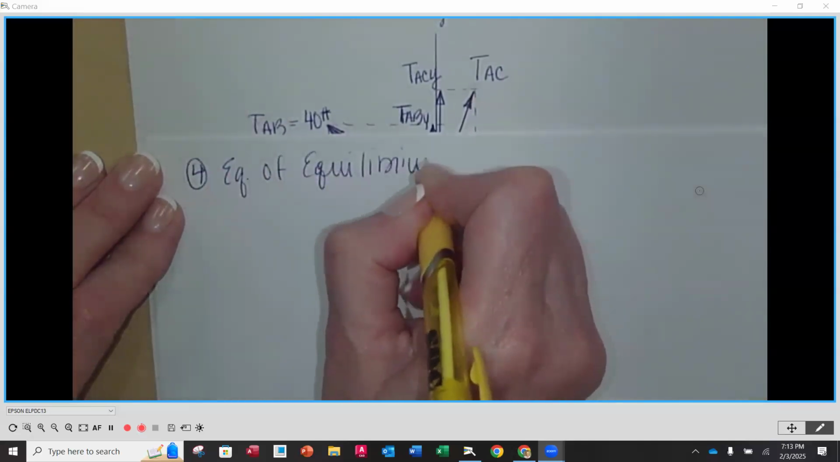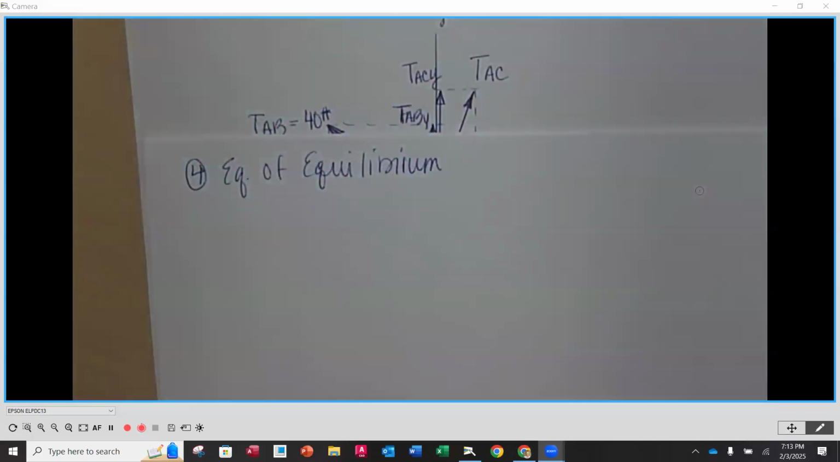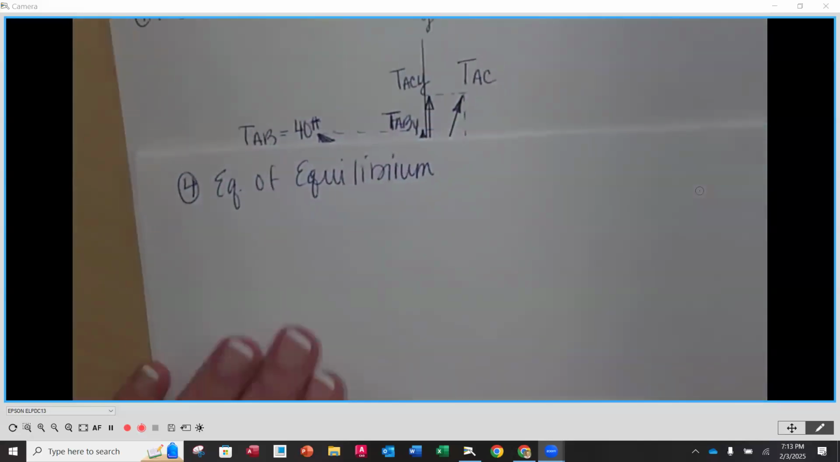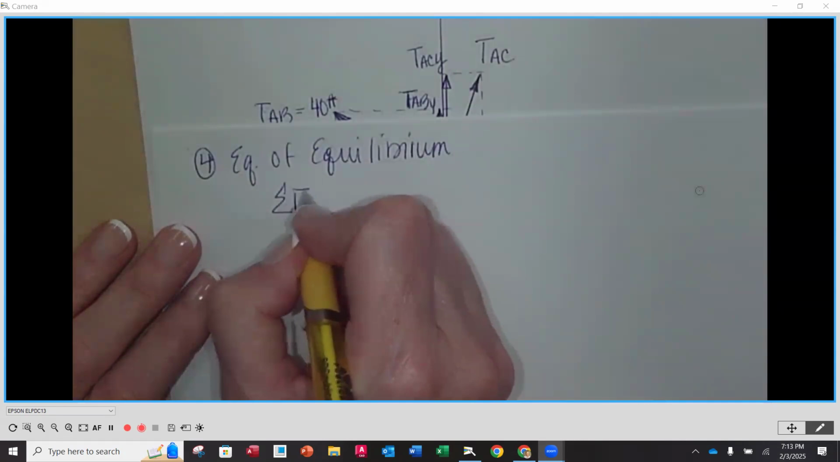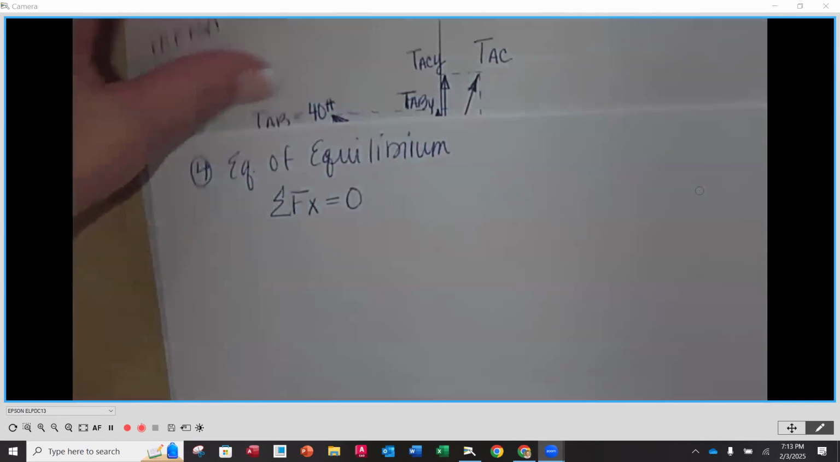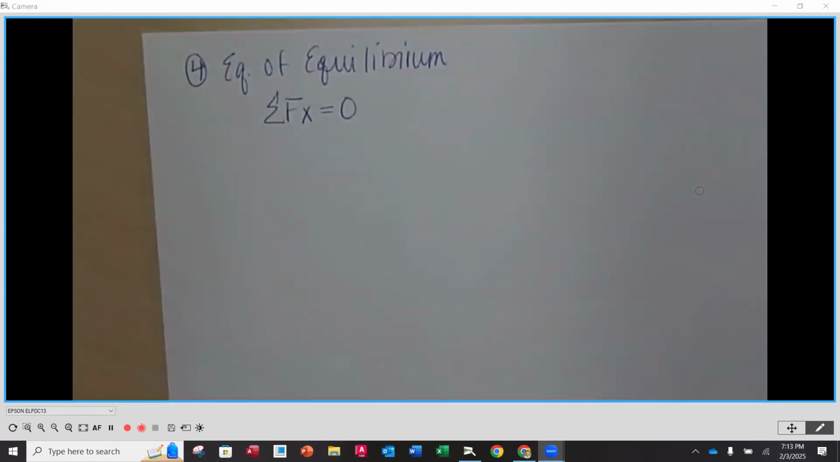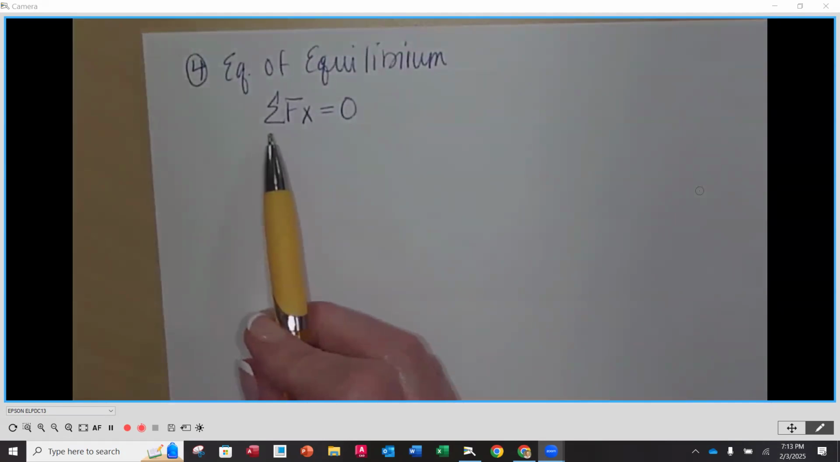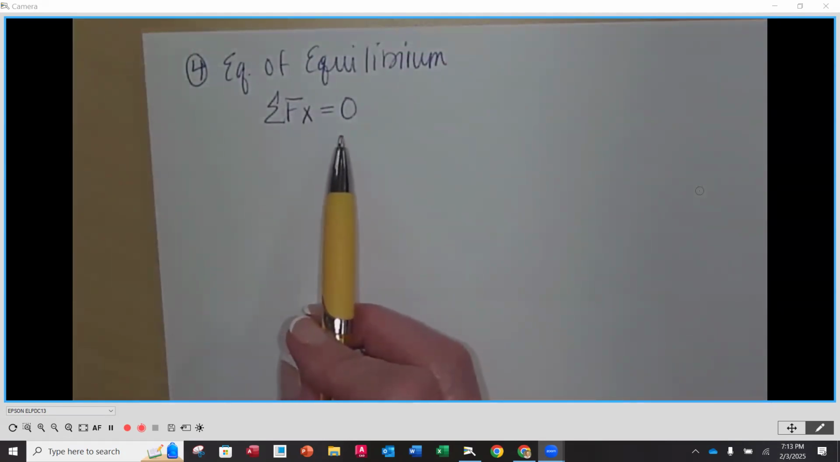Again, the condition of equilibrium just says that in static equilibrium, the sum of all of our forces is going to be equal to 0. There's nothing left over. So we're going to sum forces. Again, by habit, I always sum the forces in the X and then do the Y. So sum symbol, capital F sub X is equal to 0.